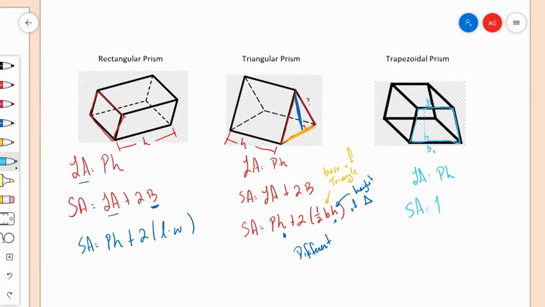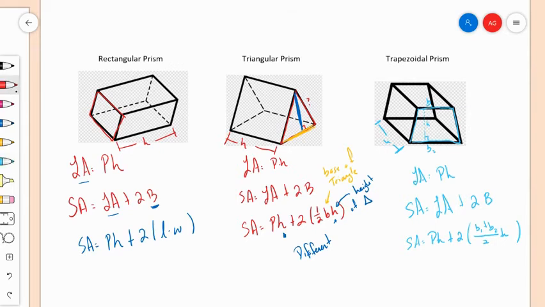Surface area is lateral area plus 2 times area of the base, where we said lateral area is just perimeter times height. Once again, that height is the height of the prism, so from one base to the other base, plus 2 times area of the base. Now, because the base is a trapezoid, remember, area of a trapezoid is base 1 plus base 2 divided by 2 times height. And once again, that height is the height of the base, not the height of the prism.